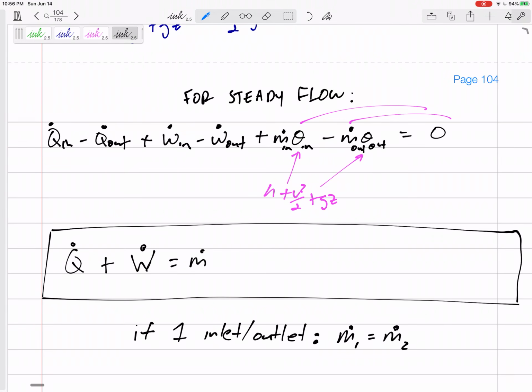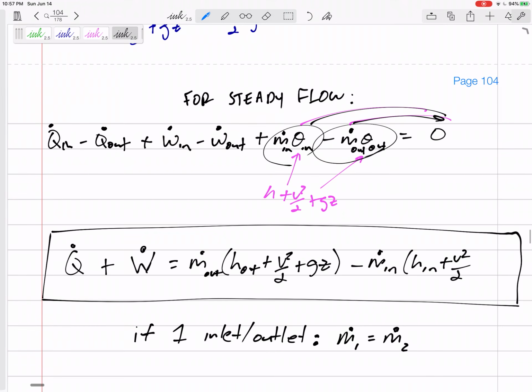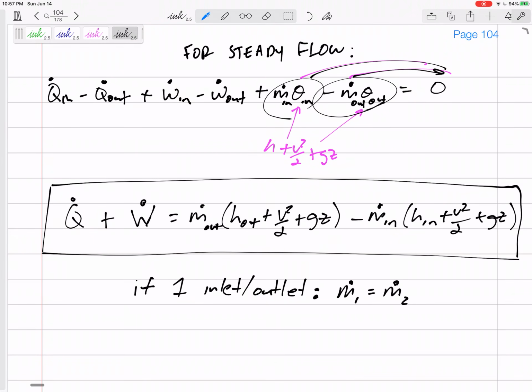m dot. When we subtract this over, this term becomes positive, this term becomes negative, so let's do out first. m dot out, h out, V squared over 2 out, gz out, minus m dot in, h in, V squared over 2 in, gz in. All right, that equation right there, if you only write one equation down on your formula sheet, write that one down. Now make a note, this is for steady flow.